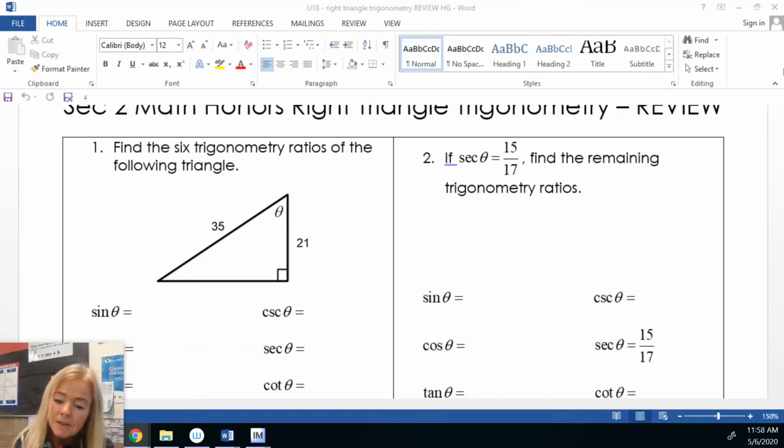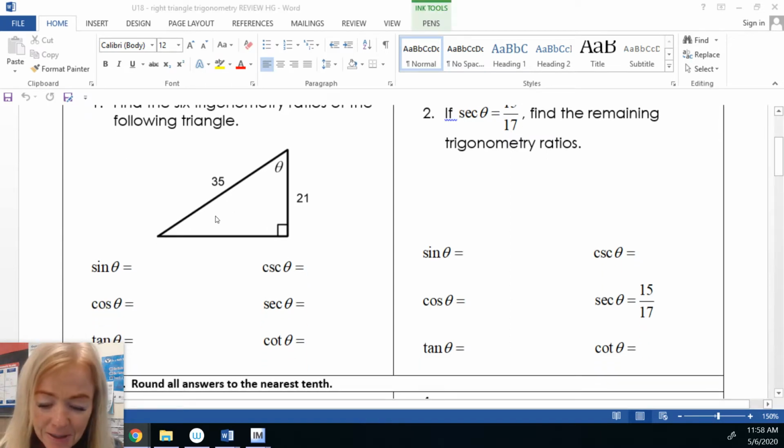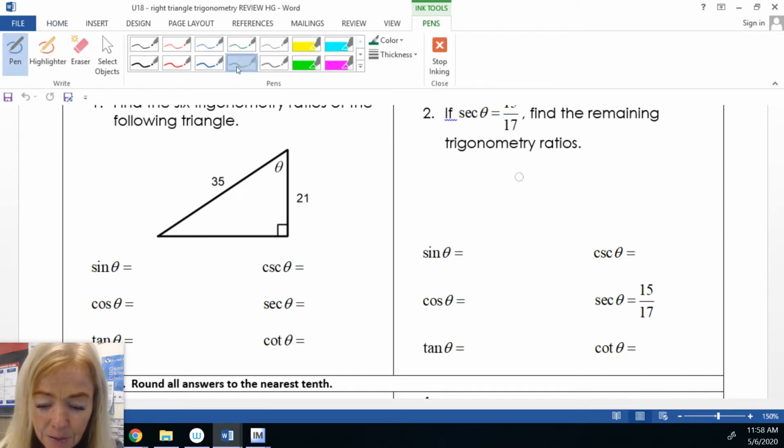Class, so we are doing the trig review, review 18. Find the 6 trig ratios of the following triangle. So we have 2 sides, but not a third. Our hypotenuse here is 35, and our other side, our leg, is 21.